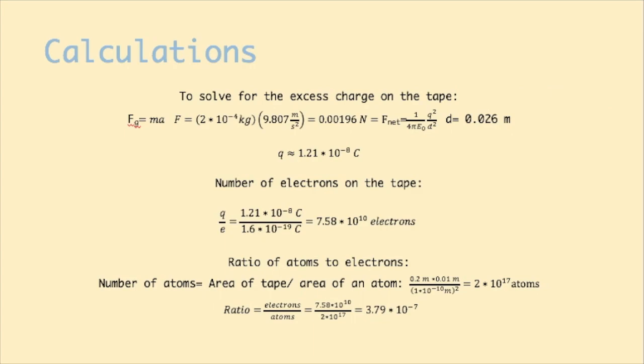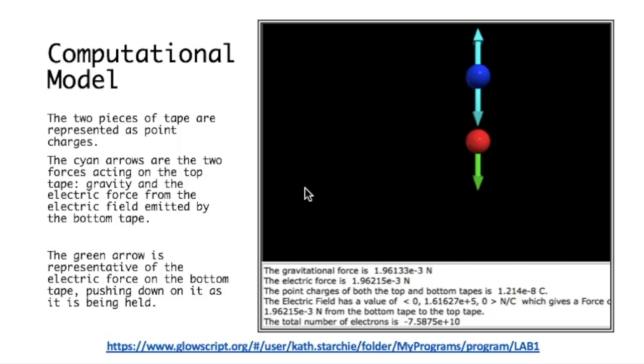This can be divided by the charge of an electron in order to get the total number of electrons, which then allows us to calculate the ratio between electrons and atoms on these pieces. The same result can be found through coding, in which we continually change the value of Q and observe the way that it changes our values for gravitational force and electric force. This can be done until the forces match up, which will then give you the appropriate charge for both pieces of tape. In my case, the tapes were charged positively, and this resulted in a deficit of electrons.